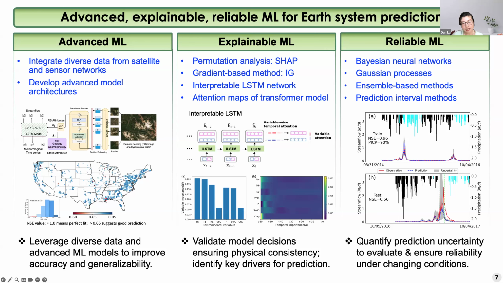Together, these efforts enable machine learning-based Earth system models to support multi-sector applications, such as energy and water management, while also boosting the confidence in the predictions. In the following sections, I will go through each of these areas in detail. First, let's dive into the first area: how integrating diverse data with advanced machine learning models improves the prediction accuracy and generalizability.